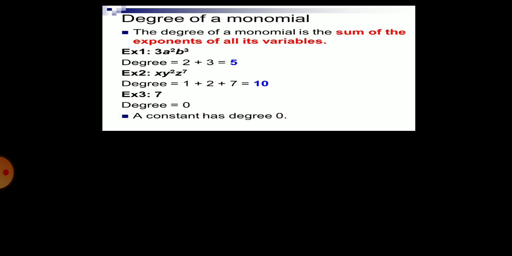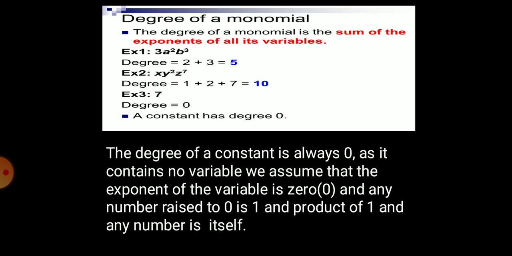Third one is 7. I already explained that. 7 is a constant term. For any constant term, the degree is 0. That means 7x power 0, and its variable has the degree z power 0. So always the degree of a constant is 0, whether it is 10, 5, 100, minus 6, minus 7. So remember it always. Again, I am giving it in theoretical form. The degree of a constant is always 0.